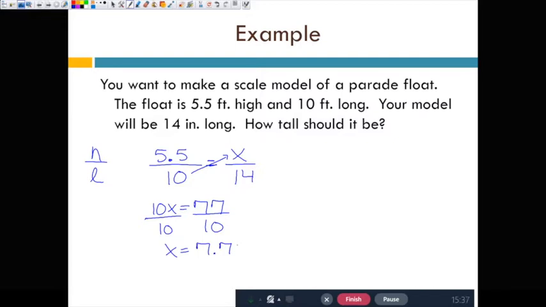We would do 7.7. And what is this? It goes with my model. So what unit of measure are we doing? Inches. Because our parade float is in feet, and then our model is in inches. So this would be 7.7 inches. It's important to keep your unit of measure in mind, because they might try tricking you. So let's do another one of these.